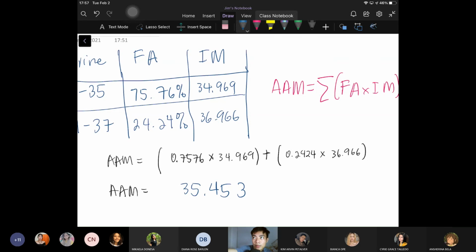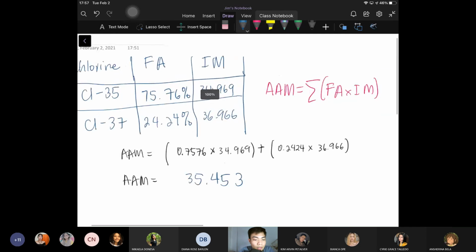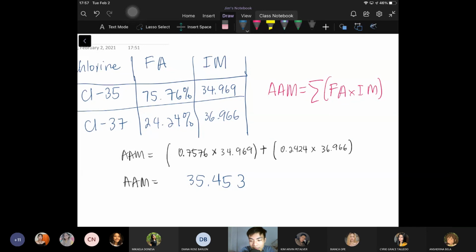Bakit may decimal point sa periodic table? Hindi siya whole number? Okay? So ganun lang. So yan lang. That's all for today. Hanggang dito na muna tayo.